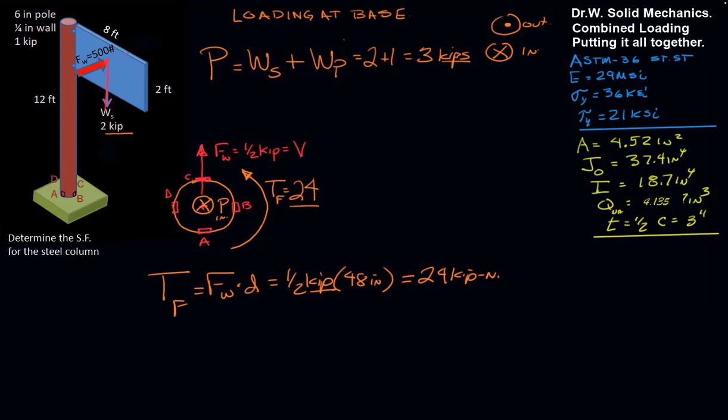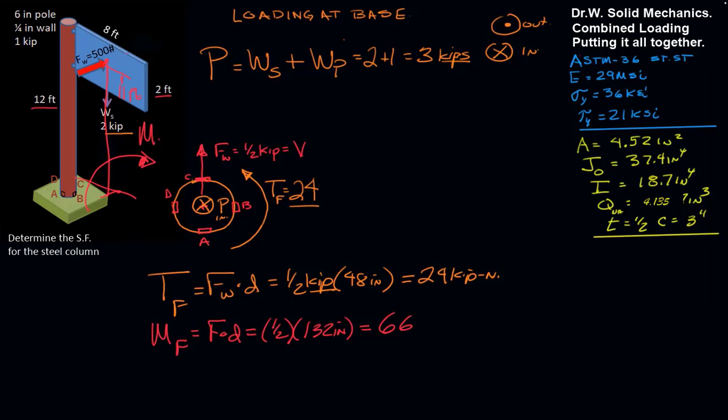Our 1/2 of a kip load from the wind is also generating a torque in this direction as well, which we would call a bending moment, and that would be the force times the distance, and this is 12 feet, 1 foot to the center. That would be 11 feet up to that point. So we have a moment due to F, so that would be force times distance, and we have a 1/2 of a kip times 132 inches, again watching out for our units. And that'll give us 66 kip inches of a moment generated.